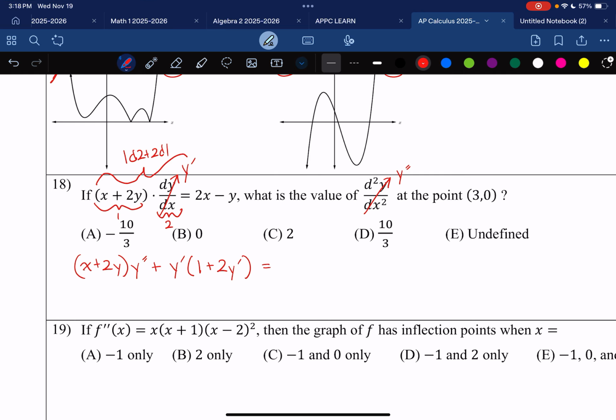I'm going to take the derivative of the right-hand side. The derivative of 2x is a 2. The derivative of negative y is a negative y prime.